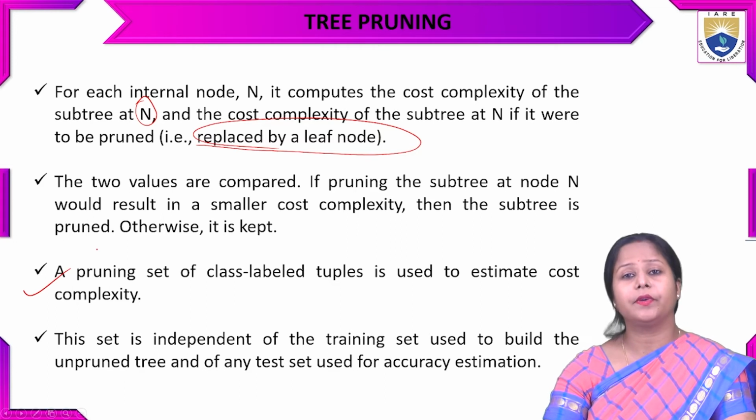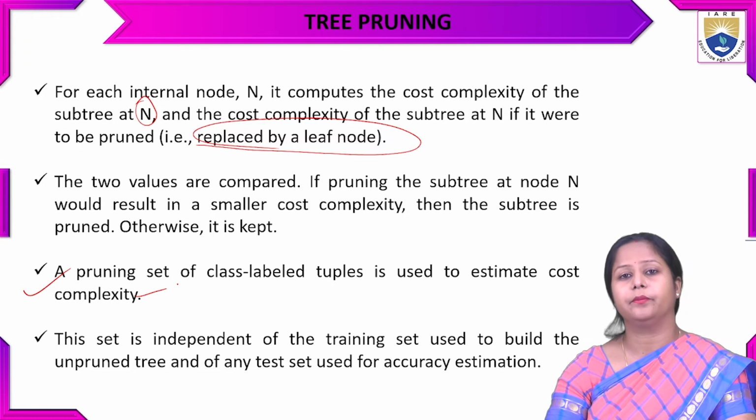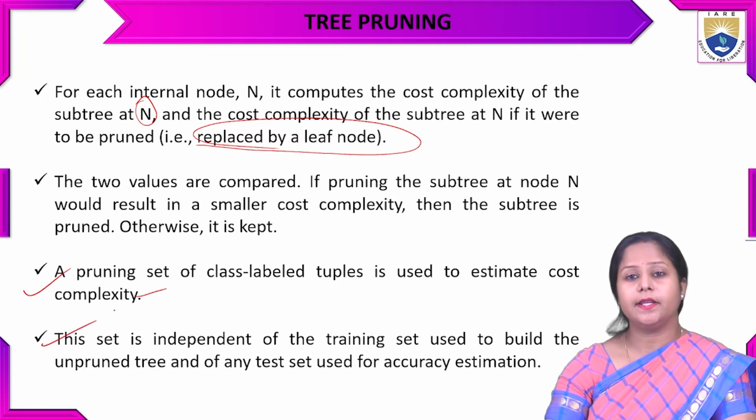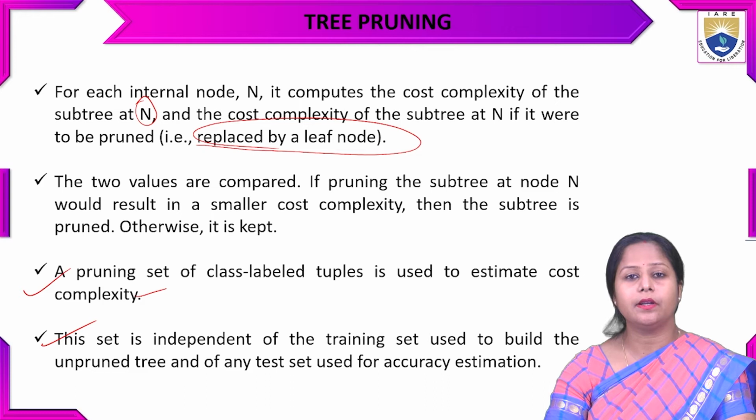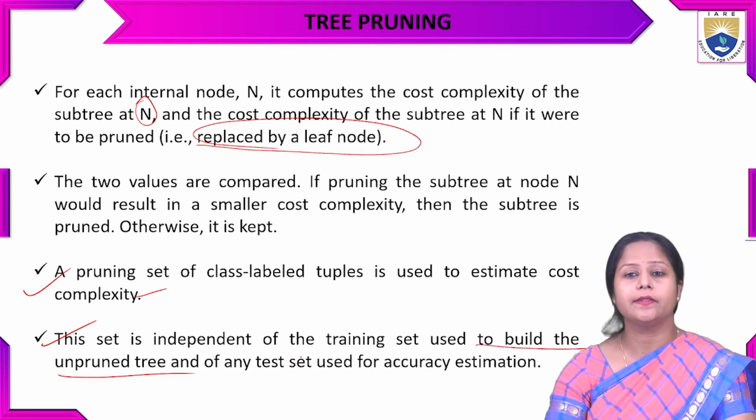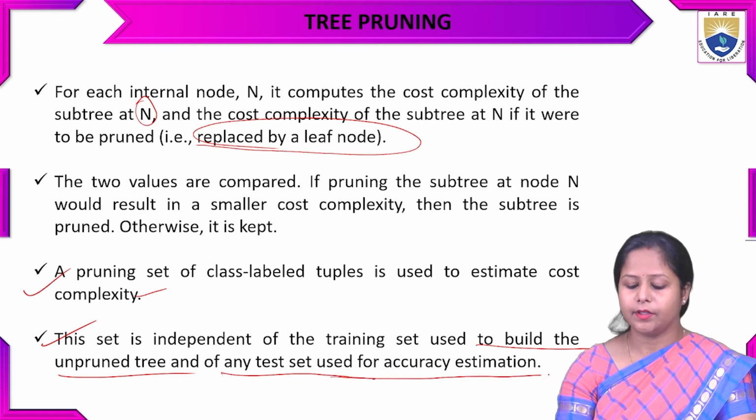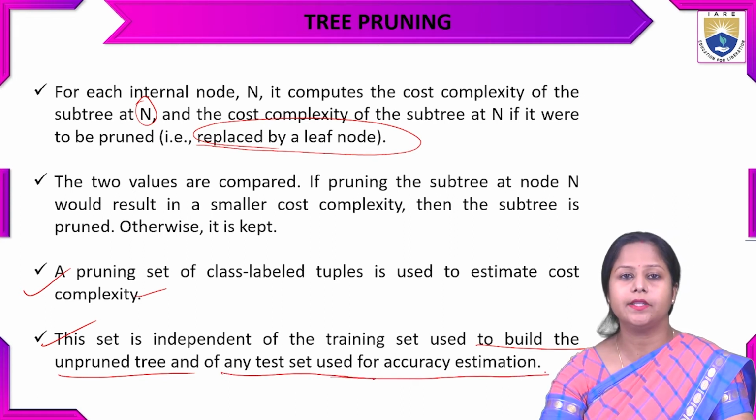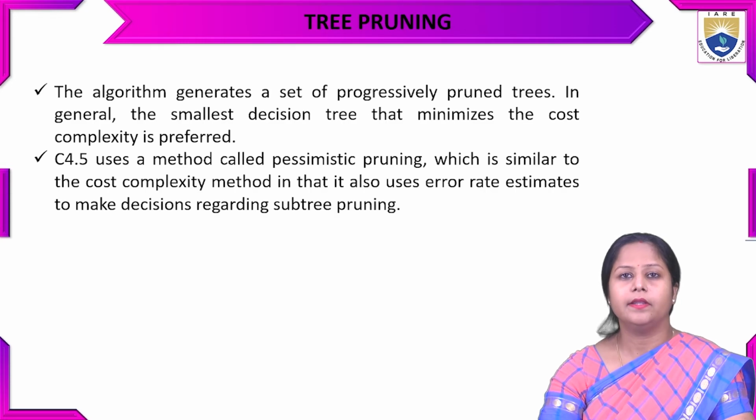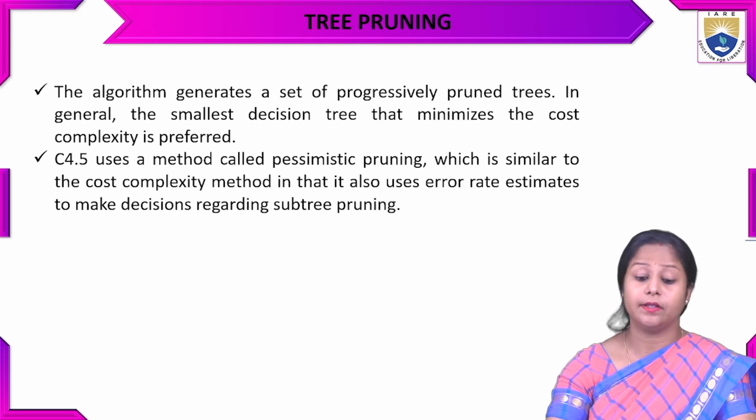A pruning set of class-labeled tuples is used to estimate the cost complexity. This set is independent of the training set used to build the unpruned tree and of any test set used for accuracy estimation. This algorithm generates a set of progressively pruned trees. In general, we look for the smallest decision tree.